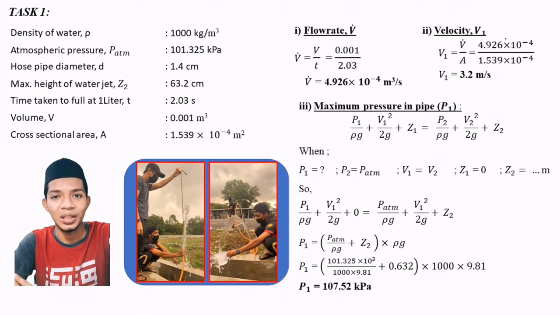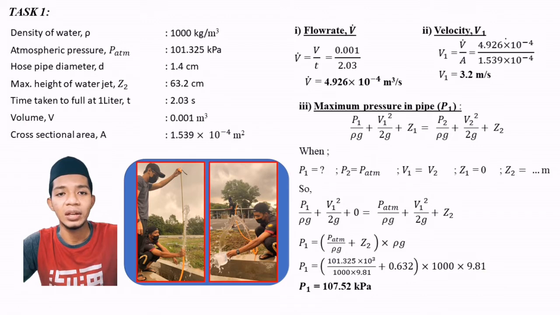In this experiment, it has two tasks to conduct. First, the task to find the flow rate of the water, velocity of the water, and maximum pressure in the pipe will be used for assessment of the assignment. Now we can see the slide.